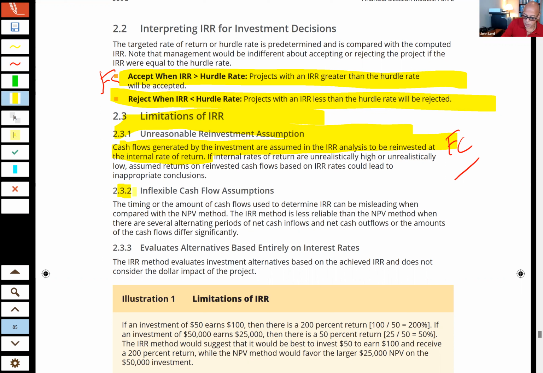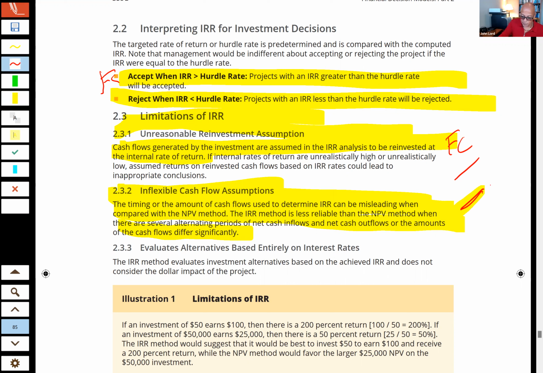Inflexible cash flows: unlike the net present value method, we are assuming that the cash flows are going to be the same throughout the project in order to get that factor that we then use to come up with that rate. And we've seen that with the net present value method, we could adjust for different cash flows coming in over different times, different rates, et cetera. So it was much more flexible for us.